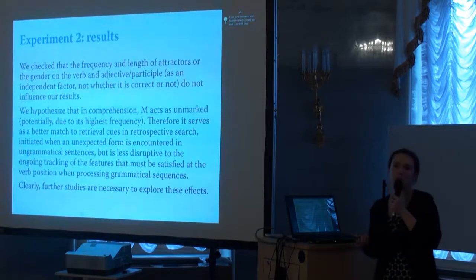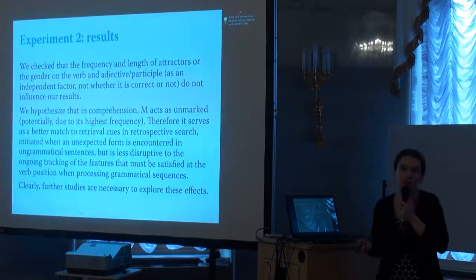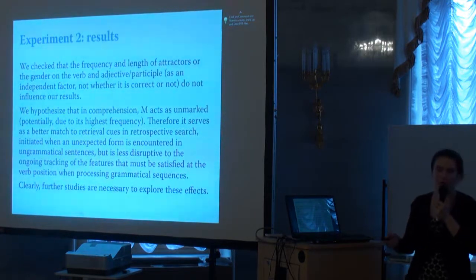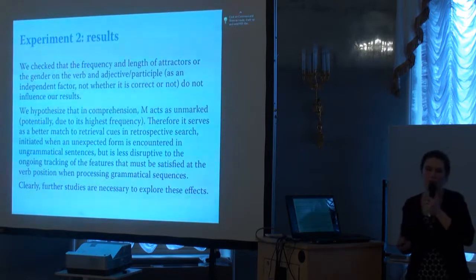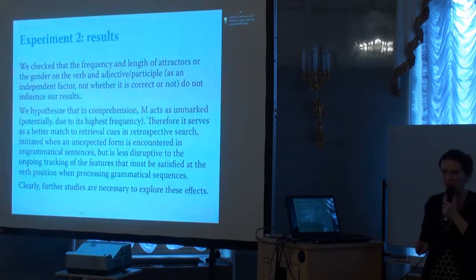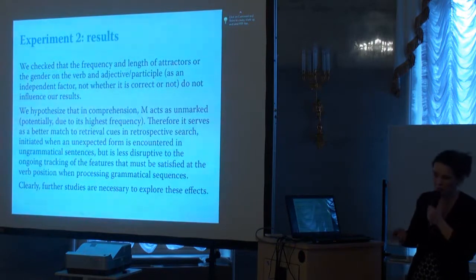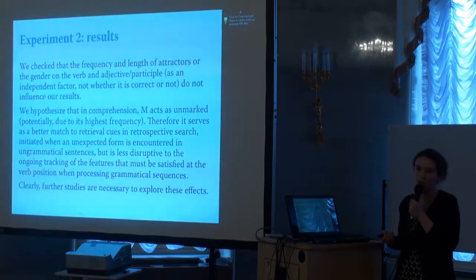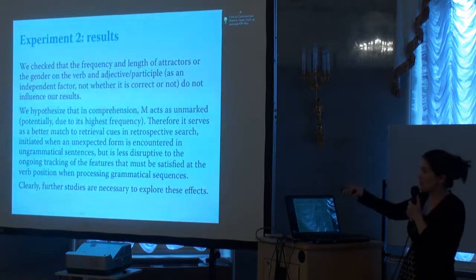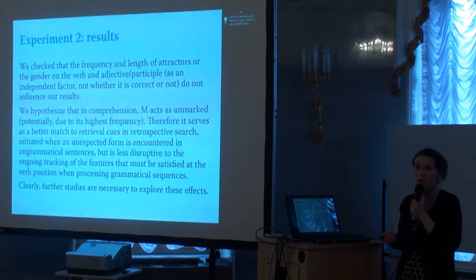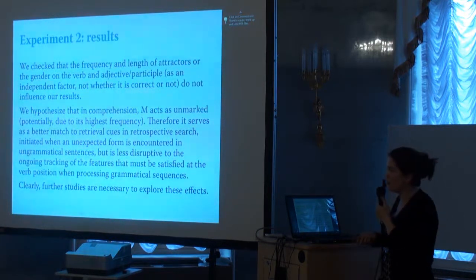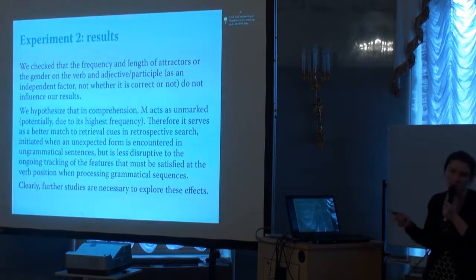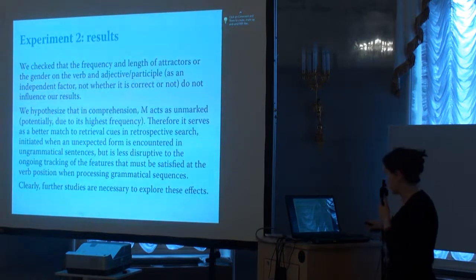But we have no good explanation so far for this finding: if we look at number, plural is most disruptive in production and most disruptive in comprehension, and if we look at gender, the results for production and comprehension are different. But this is the first comprehension experiment on gender agreement attraction. So, of course, we want to make some follow-up studies to see whether this effect survives and to try to understand what it can possibly mean.